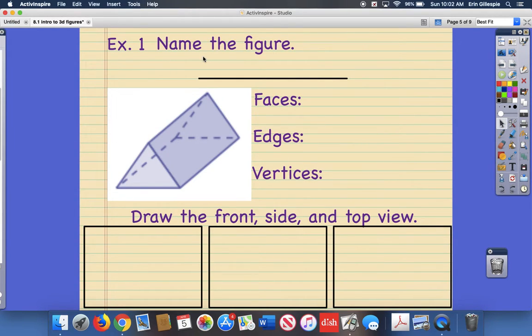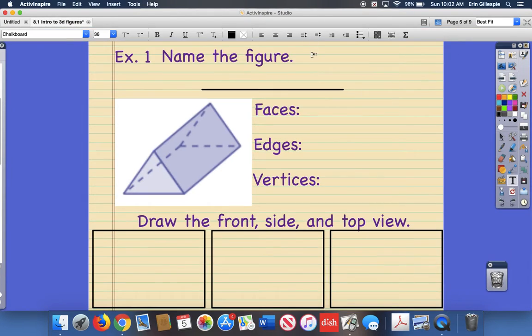Some of your homework problems will be just like to name the figure. What I tell kids when you're naming a figure is think about it basically has a first name and a last name, just like you. I'm Erin Gillespie. You're whoever. Should I shout out a name here? I won't, just in case. So first name, last name. The first name is, you name prisms and pyramids by the shape of their base. And then the last name is either going to be pyramid or prism.